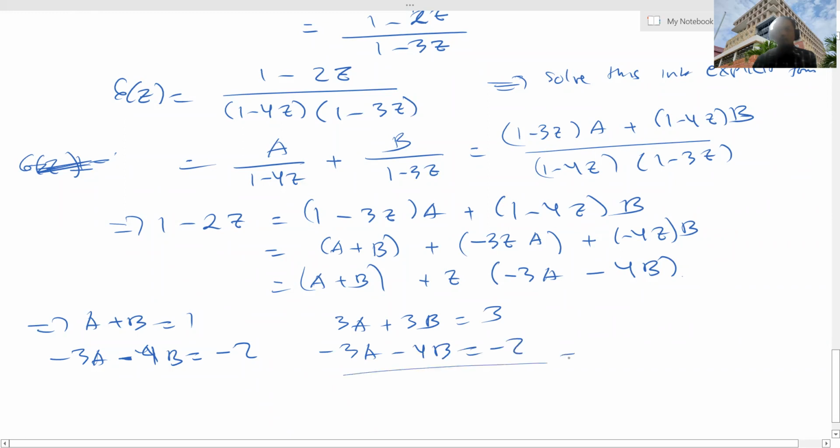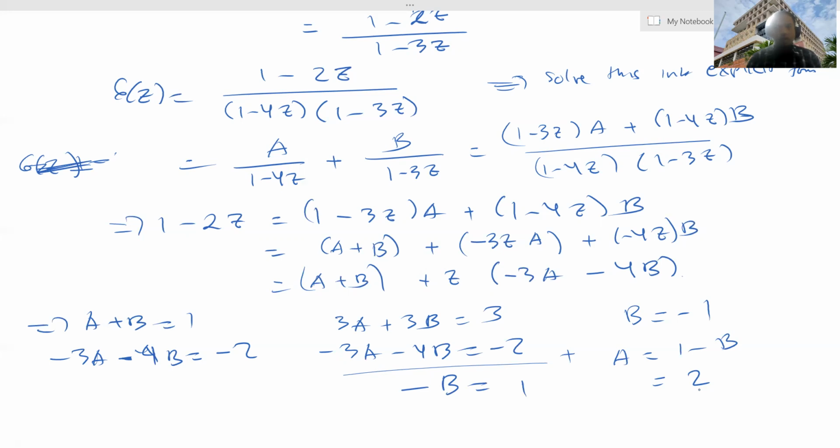And then you sum them, you get that minus b is 1. So b is minus 1. So therefore a is 1 minus b, which is 2. Let's check, right? So a plus b is 1 clearly, and then minus 3a is minus 6, minus 4b is plus 4, so minus 6 plus 4 is minus 2. Yeah, so you have it, right?